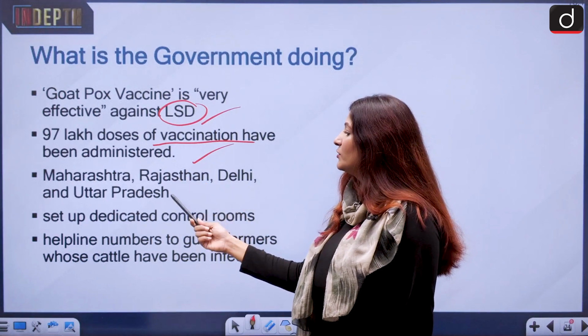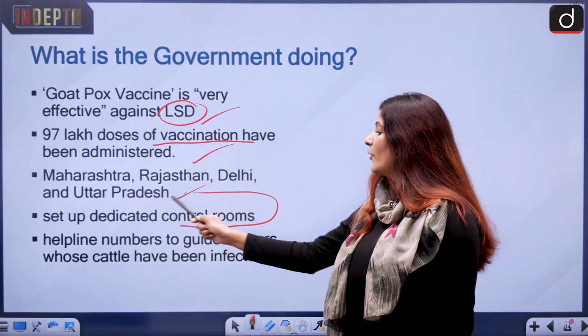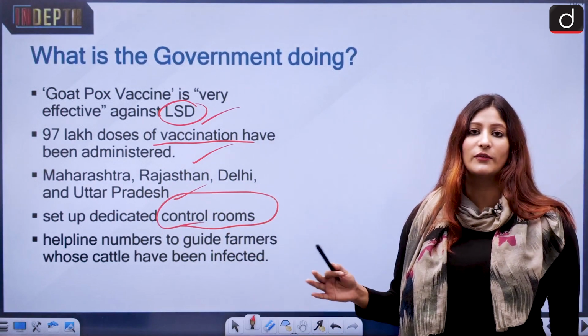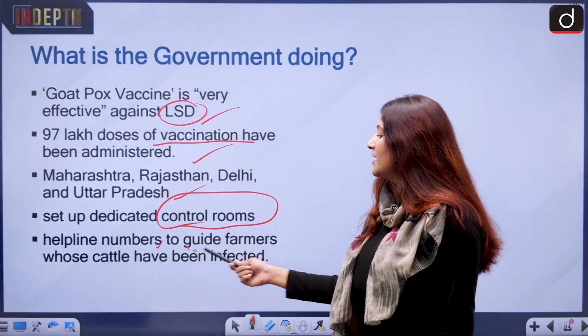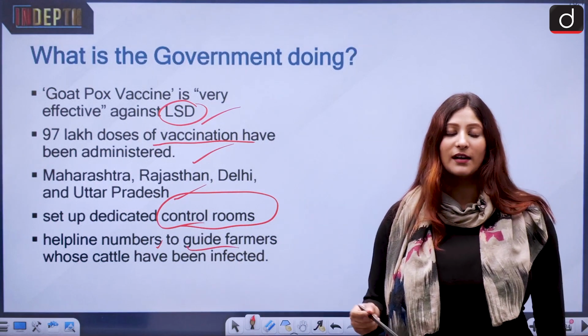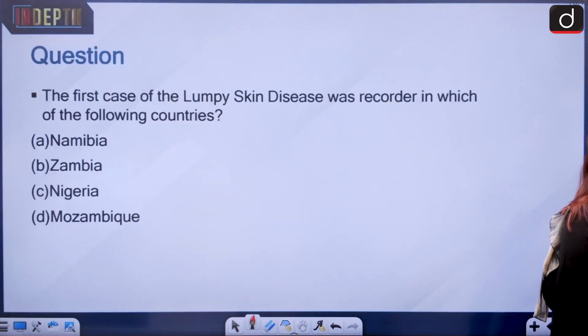Maharashtra, Rajasthan, Delhi and Uttar Pradesh are certain states that have developed dedicated control rooms for getting out of this particular trouble. And also helpline numbers have been launched by these states in order to guide the farmers who are seeing their cattle suffering from lumpy skin disease. So a dedicated approach is being done.